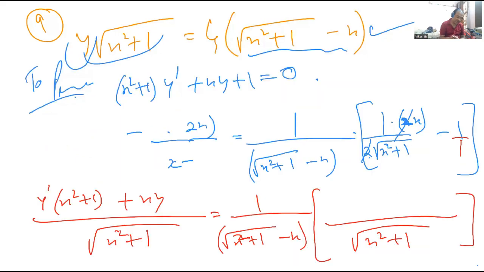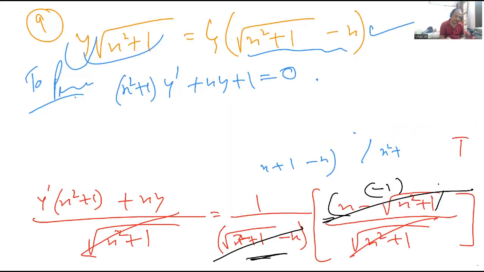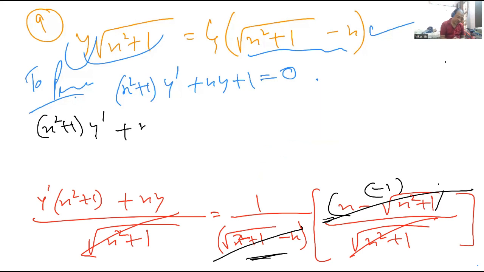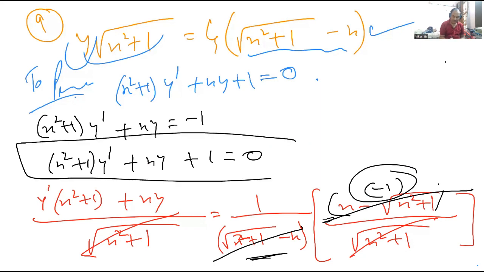Okay? Now, after erasing all these parts, now I will erase this. Now, come on to the point. What will be the answer is this: x squared plus 1 times y dash plus xy equals minus 1. In the next step, what you will be having is x squared plus 1 y dash plus xy plus 1 equals 0. This is the required answer.